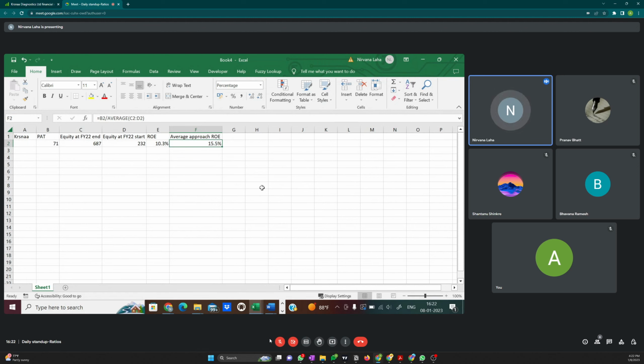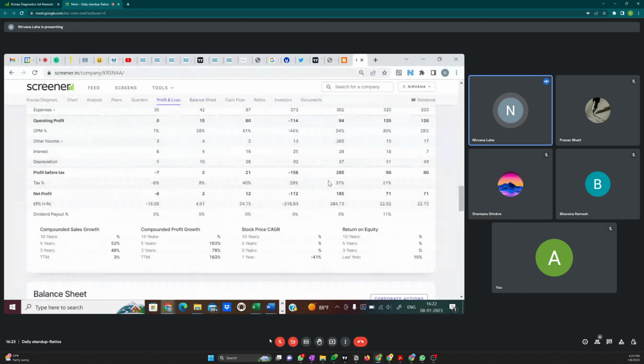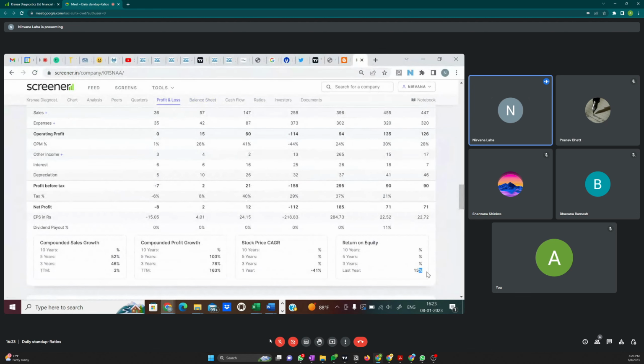The average equity method is a little more fair, because in this case you actually started the year with less equity and you built up equity in the middle of the year, because maybe you did an IPO or you did what is called a QIP, where big institutional investors can come in and participate in an equity raise. So you earned more profit on a lesser base. Your ending base was high, but the starting base was low. So I think Screener uses this approach. If you look at Screener, it uses the average equity approach. So last year's ROE calculation is 15%.